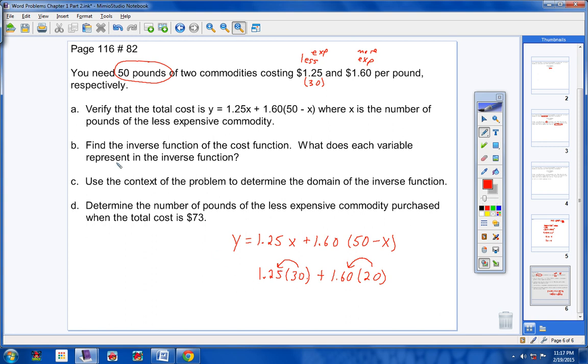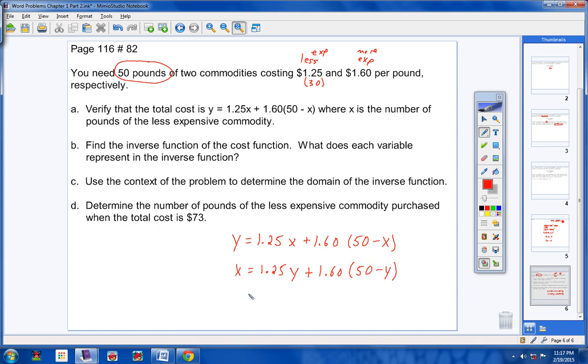Now, letter B, find the inverse function of the cost function. So, here we go. Let's find the inverse function of this function right here given to us, alright? Well, you should know what to do, students. Everywhere there's a y, we're going to put an x, and everywhere there's an x, we're going to put a y. So x equals $1.25y plus $1.60, 50 minus y.